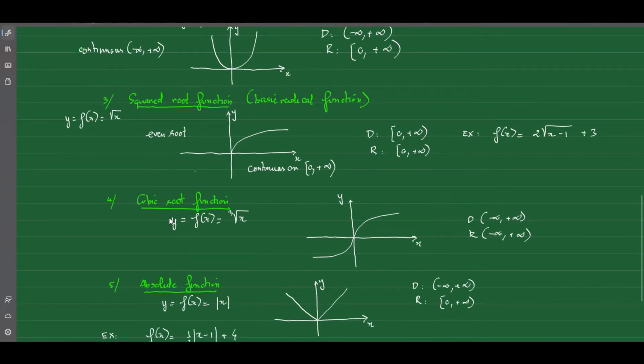The odd root, the basic one, will be the cube root function. Then you have something like this. Okay, and the domain and range is negative infinity to positive infinity. And this one you see that it's continuous everywhere, on negative infinity to positive infinity.